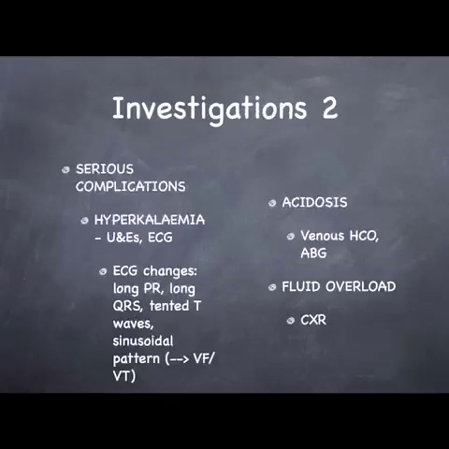So, as we've said, we've already diagnosed acute renal failure with our U&Es. We now want to exclude the serious complications. And there are three of these to have in your mind: hyperkalemia, acidosis, and fluid overload. With hyperkalemia, you obviously want to detect a high potassium, so this will be on your normal U&Es, but you also want to do an ECG, looking for the typical ECG changes. These are a long PR interval, long QRS, tented T waves, and more seriously, a sinusoidal pattern on the ECG that may deteriorate into a ventricular tachyarrhythmia, such as fibrillation or tachycardia.